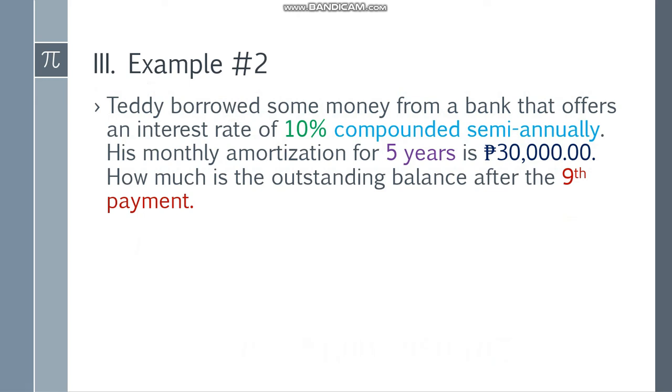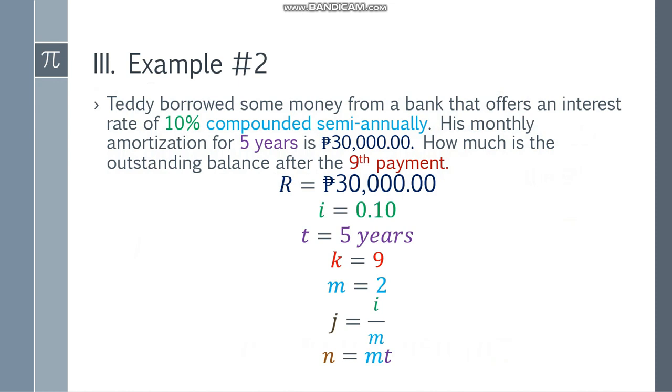So, lagay mo naman yung mga given. So, R is equal to 30,000 pesos. i is equal to 0.10. So, binago ko na. t is 5 years. k is equal to 9 kasi ninth. m is equal to 2, semi-annually. So, pag semi-annually tayo, that will be 2. j is equal to i over m at n is equal to mt.